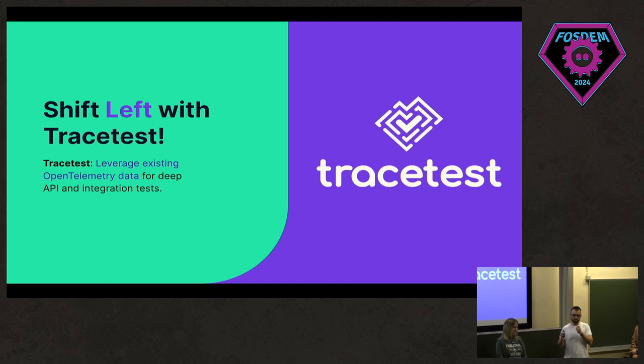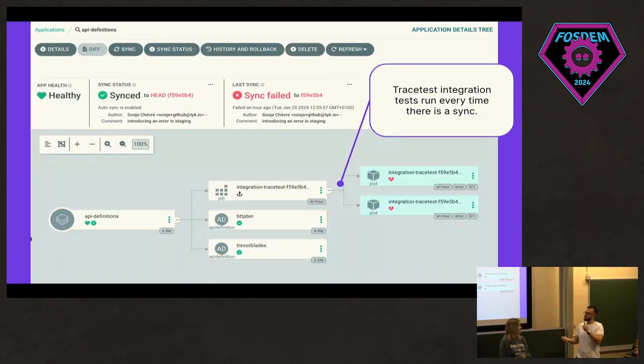But with Tracetest, I want to show you how you can implement this integration test in your ArgoCD, right here. This is what an integration test in a post-sync hook would look like. You have APIs that you're deploying. You have your integration test, which basically runs a Kubernetes job from the ArgoCD sync hook. Then it runs a few integration tests. If they're failing, awesome, you know that they're failing. If they're passing, even better, you see that they're passing.